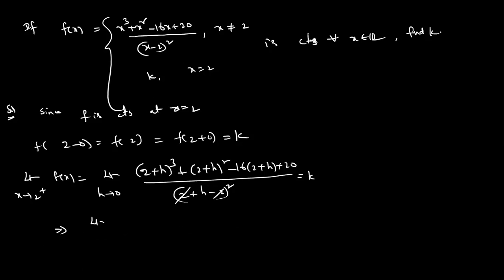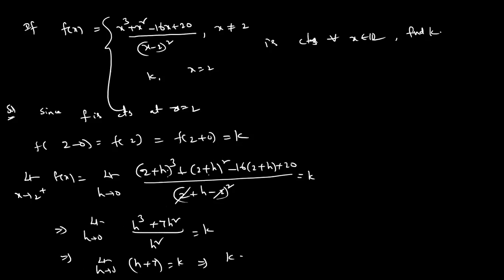Dear students, please expand this one. (2 plus h) whole cube minus 32, 2 cube is 8, so here h cube is coming, plus 7h square. Expand using a plus b whole cube and a plus b whole square. Here h square cancels. What is remaining? h plus 7 is equal to k. So k is how much?